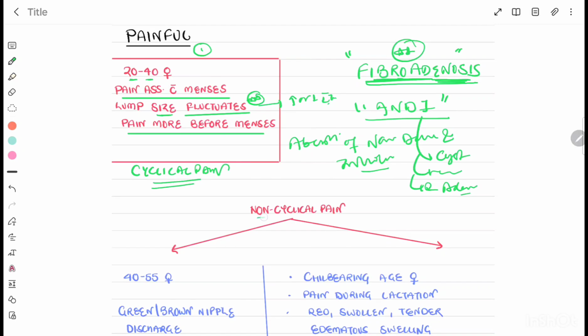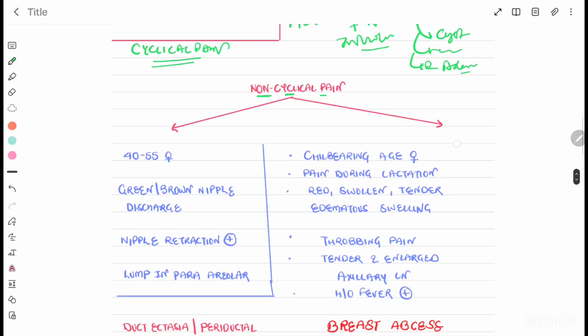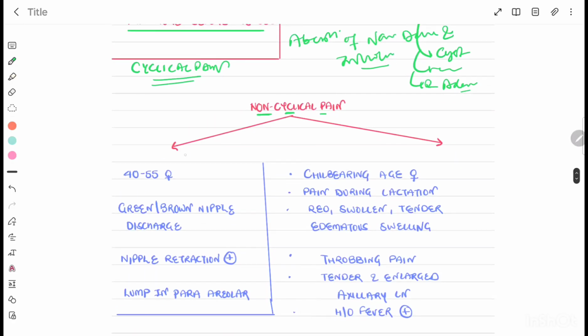Now we are going to discuss non-cyclical pain, and here are the 2 differential diagnoses. First of all, we are going to discuss this one. There is a lady of 40 to 55 years of age with green or brown nipple discharge. So this is the key point here.